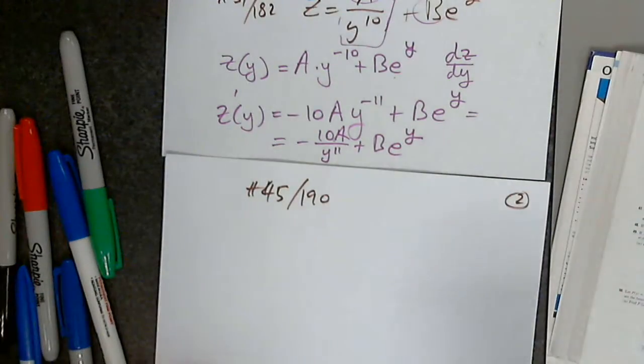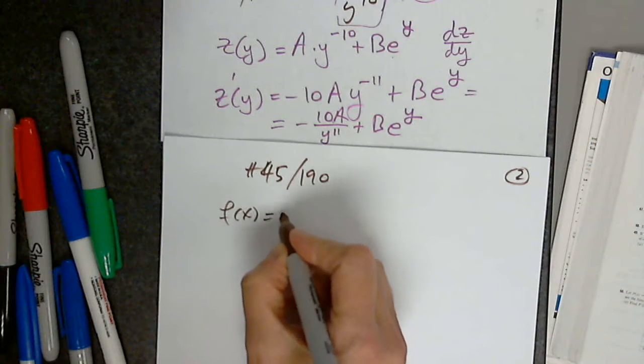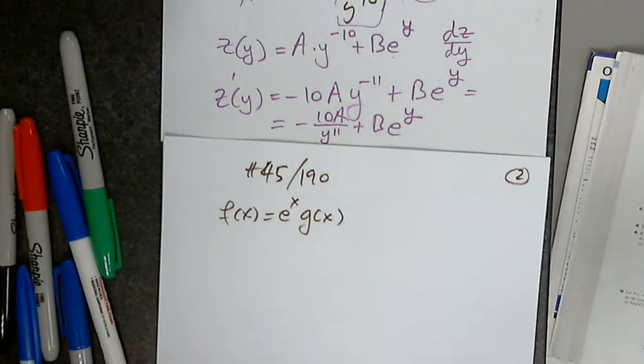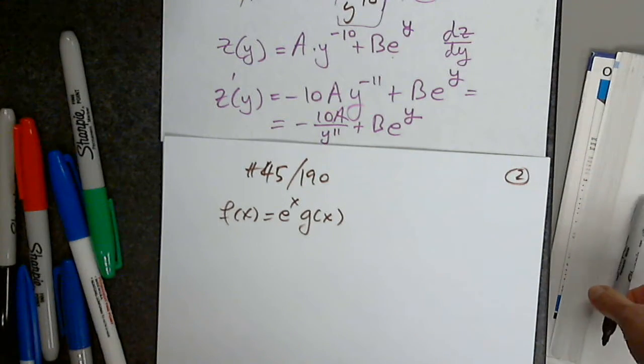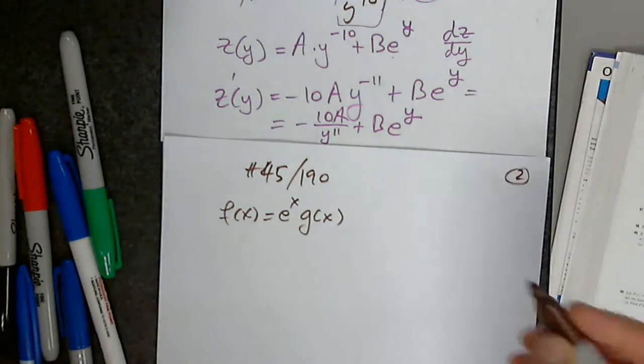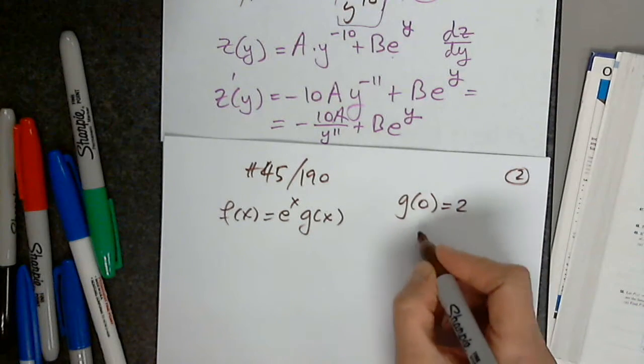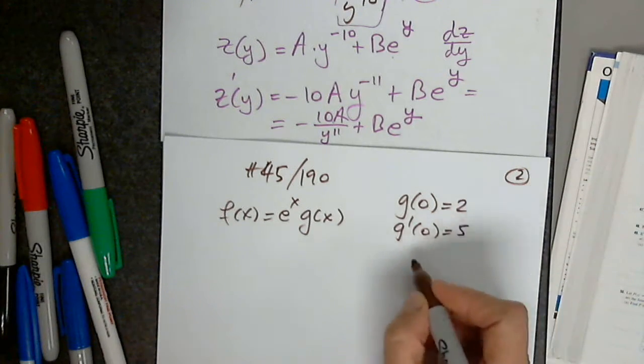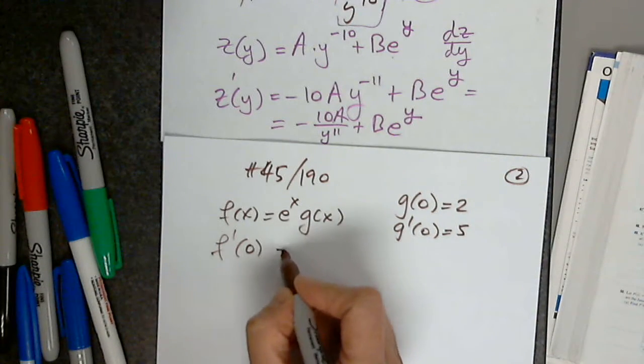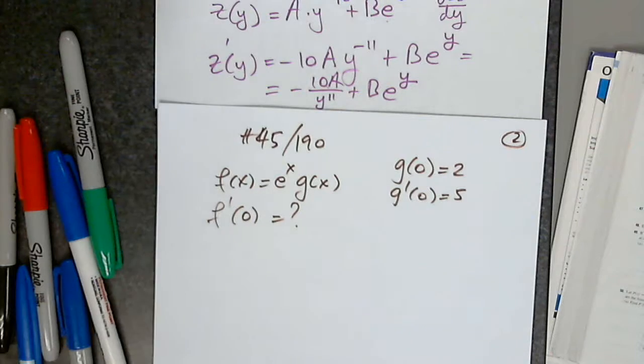So 45 says, if f of x equals e to the x times g of x, where g of 0 is 2 and g prime of 0 is 5, find f prime of 0. We can work on this one, yes. So let's copy it. We are given that f of x equals e to the x times g of x. And we are told g of 0 is 2, g prime of 0 is 5, and the question is asking us to find f prime of 0. Perfect. Good pick. What do I do?